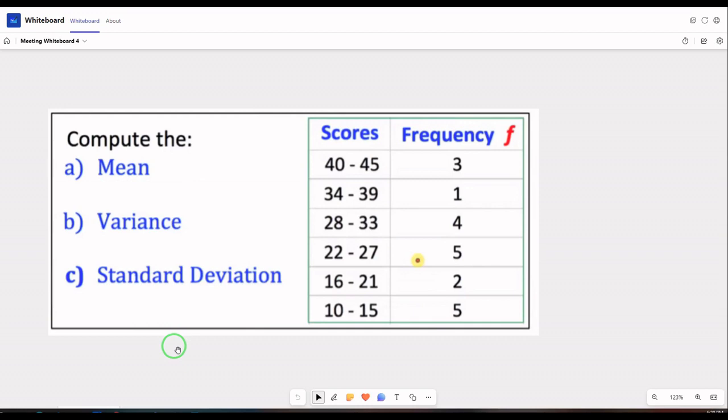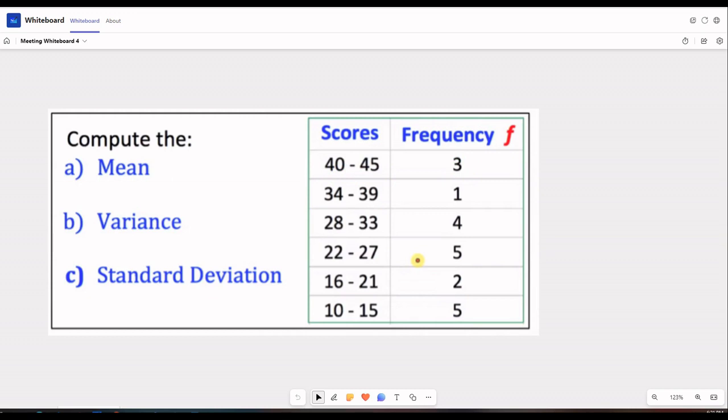In this section of this video, we will be dealing with a more complicated scenario in which we have a frequency table with 6 classes, and we are asked to find the mean, variance, and standard deviation. Okay, so let's start. We have 6 different classes, and as you can see, each class has its own frequency.